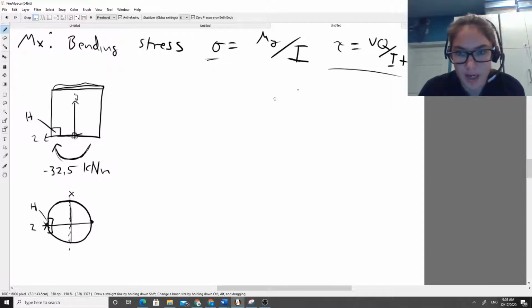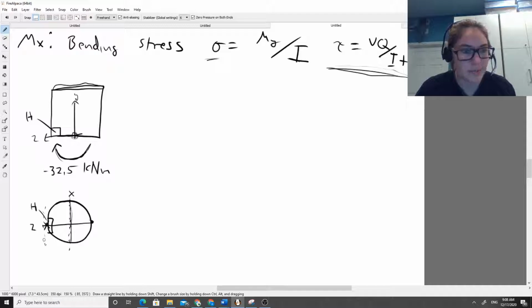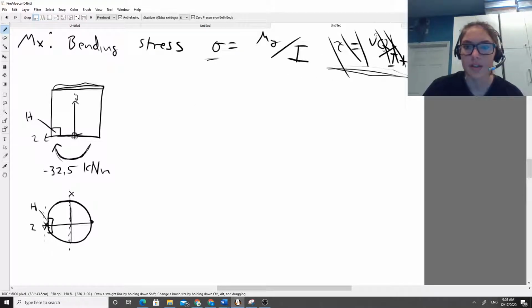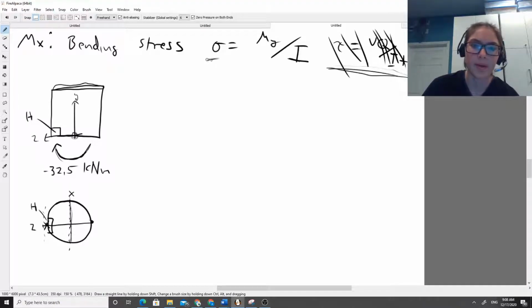Keep in mind, it's just a general rule that when your point of interest is at the outermost fiber, your shear stress, when it's dictated by this equation, is going to be equal to 0. Why? Because our outer area is no area. The area on the left side of this point is no area. So Q is actually going to be 0, which means that we don't have to worry about this. So then all we have to do is worry about our normal stress.